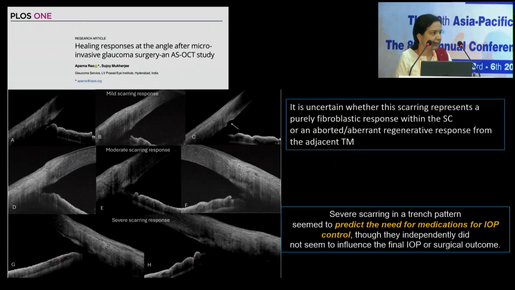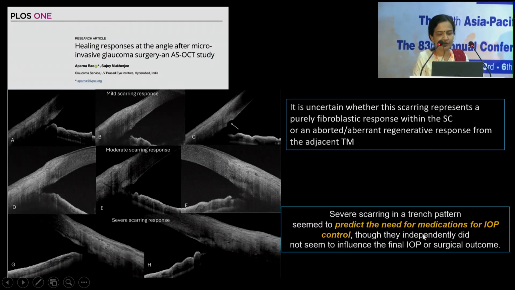So this is one paper by Aparna Rao ma'am. She was actually showing previously how the scarring response varies with GAT and MIT. One interesting point that I noted was the severe scarring in the form of a trench pattern, which seemed to predict the need for medications for IOP control. However, they independently did not influence the final IOP or the surgical outcome. So whether these structural changes are actually going to correlate with the intraocular pressure is something we don't know yet.